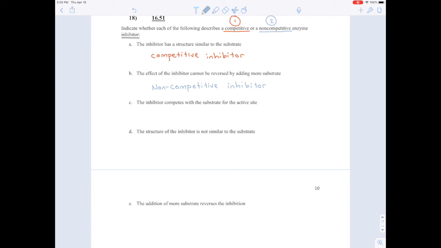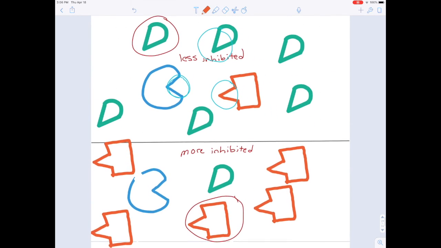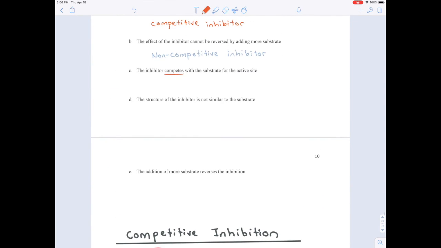C, it says the inhibitor competes with the substrate for the active site. And the word competes here should clearly recall competitive. As we saw in competitive inhibition, both the green and the orange, the substrate and the inhibitor, compete for the active site. So that is a competitive inhibitor.